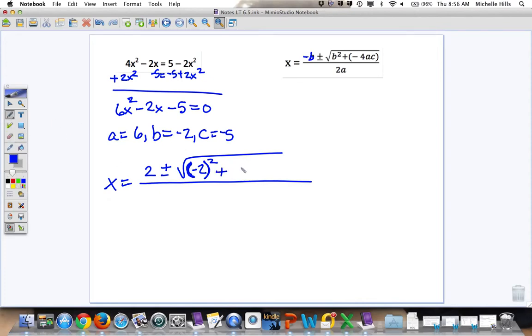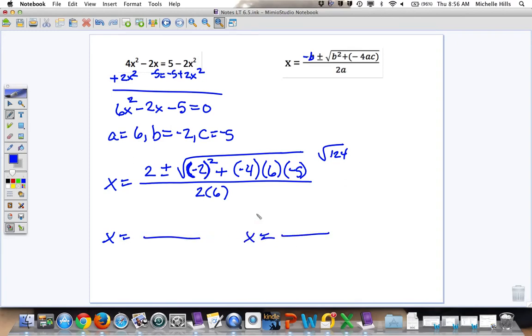And then plus negative 4 times a, which is 6, times c, which is negative 5, all over 2 times a, which is 6. I'm just plugging into here. And then I'm going to see what is under that radical. If I take negative 2 squared, don't forget the negative 2 in parentheses with the square on the outside, plus negative 4 times 6 times negative 5, I get 124. Not a perfect square. I'm going to break this into my two equations.